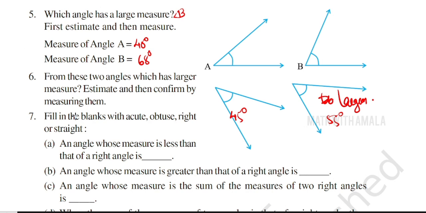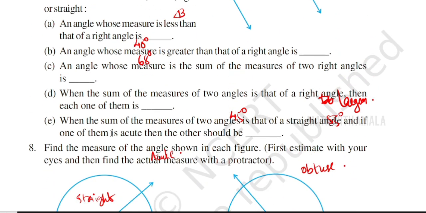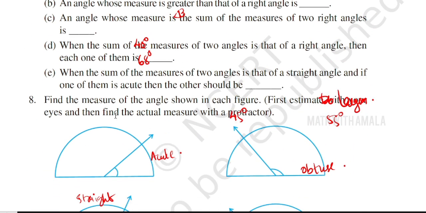Next, seventh one, fill in the blanks with acute, obtuse, right or straight. An angle whose measure is less than that of a right angle is acute angle. An angle whose measure is greater than that of a right angle is obtuse angle. Next one, an angle whose measure is the sum of the measures of two right angles. It is straight. 90 plus 90, 180 degree, that is straight.